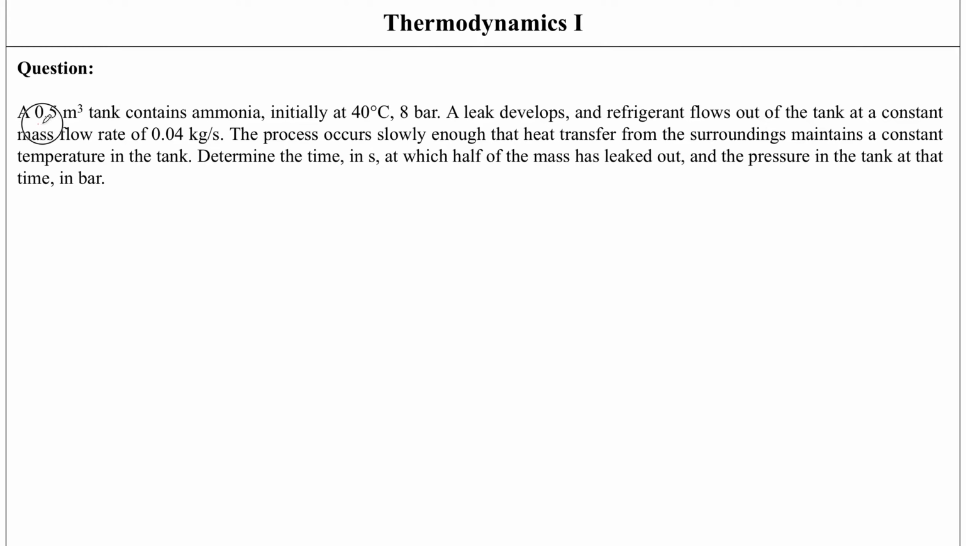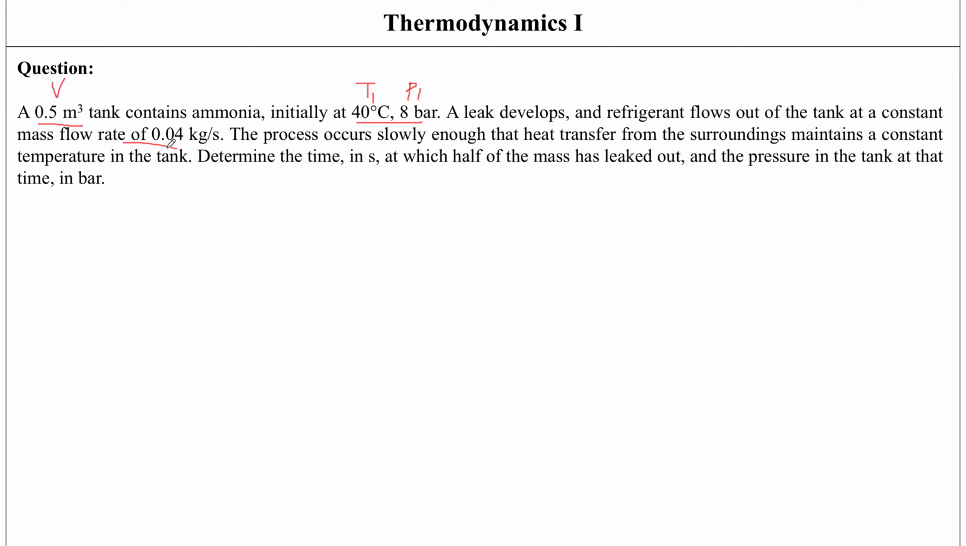So the information that you have is that you've got a tank that contains ammonia, and you've got the initial pressure and temperature given to you. And then a leak develops, so the ammonia starts flowing out of the tank at a constant mass flow rate that is given to you as well. So you've got mass flow rate, and the initial temperature, which we're going to call T1. Initial pressure, we're going to call P1. Volume of the tank, we're going to represent it by V.